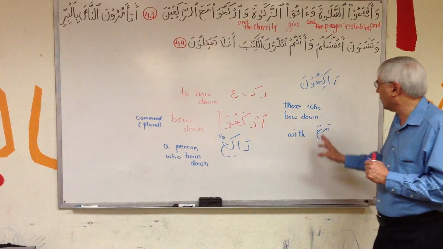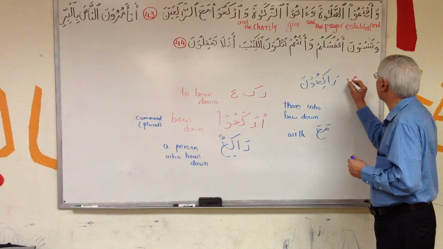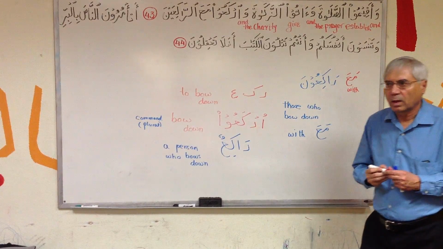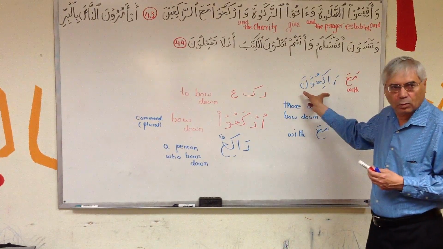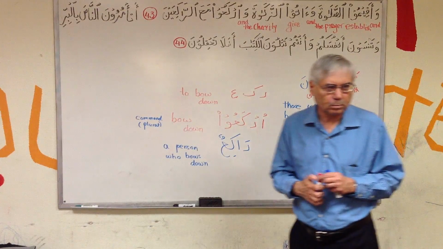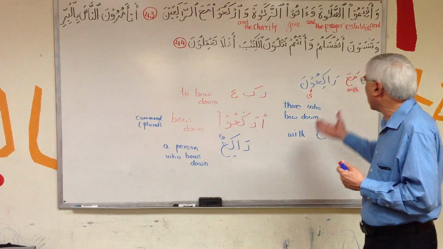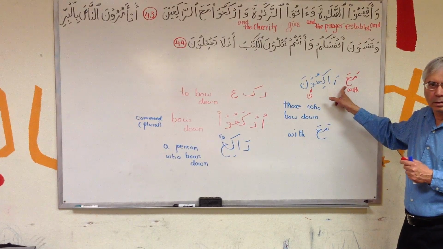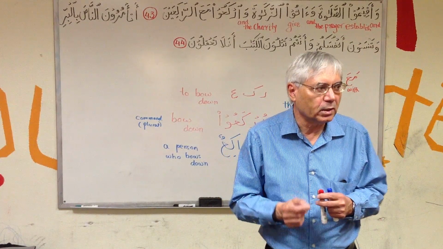So one more change and then we'll do more translation. Ma'a is a harf jar. Ma means with. And when a harf jar comes before a plural, like rakiun, it makes a change: waw becomes ya. This kind of change has been repeatedly coming in the words before. So rakiuna will become rakieena because of this ma. Ma is a harf jar. Harf jar changes a dhamma into a kasra, or a waw into a ya.